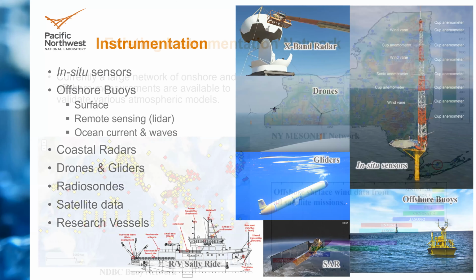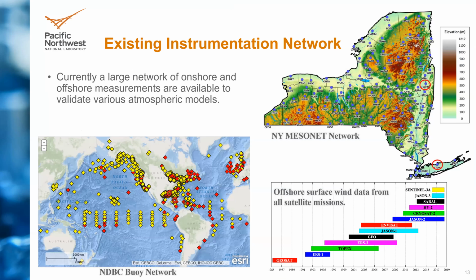So what do we have right now? There is an existing instrumentation network, especially on the East Coast. You have this New York Mesonet network, which spans across the entire land. And then offshore, you have the NDBC buoy network. You can see the locations over here. They basically span most of the US coast and they give you a lot of valuable information.